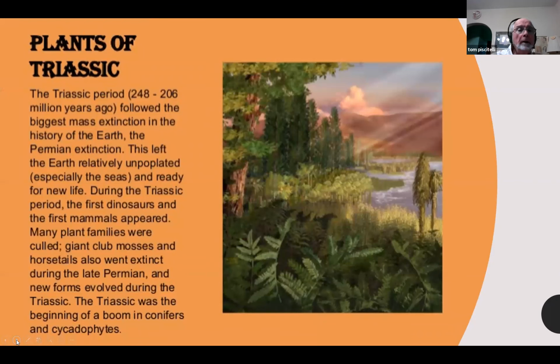The Triassic period of 248 to 206 million years ago followed the biggest mass extinction from the Permian. This left the Earth relatively unpopulated and ready for new life. During the Triassic period, the first dinosaurs and the first mammals appeared. Many plant families had been culled by the mass extinction. Giant club mosses and horsetails went extinct during the late Permian, and new forms evolved during the Triassic. The Triassic was the beginning of a boom in conifers and cycads. Next slide, please.